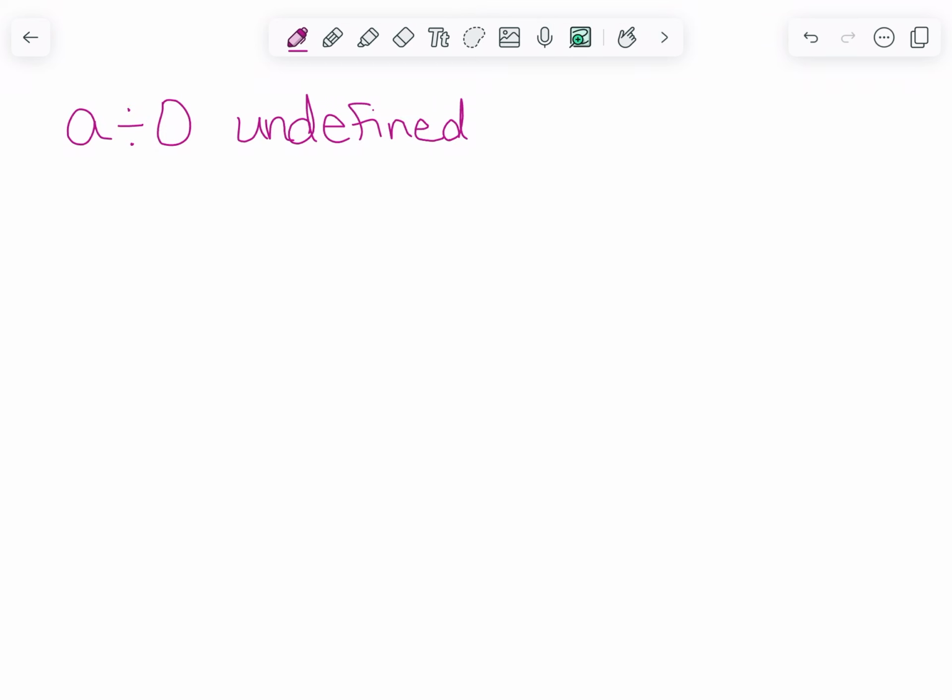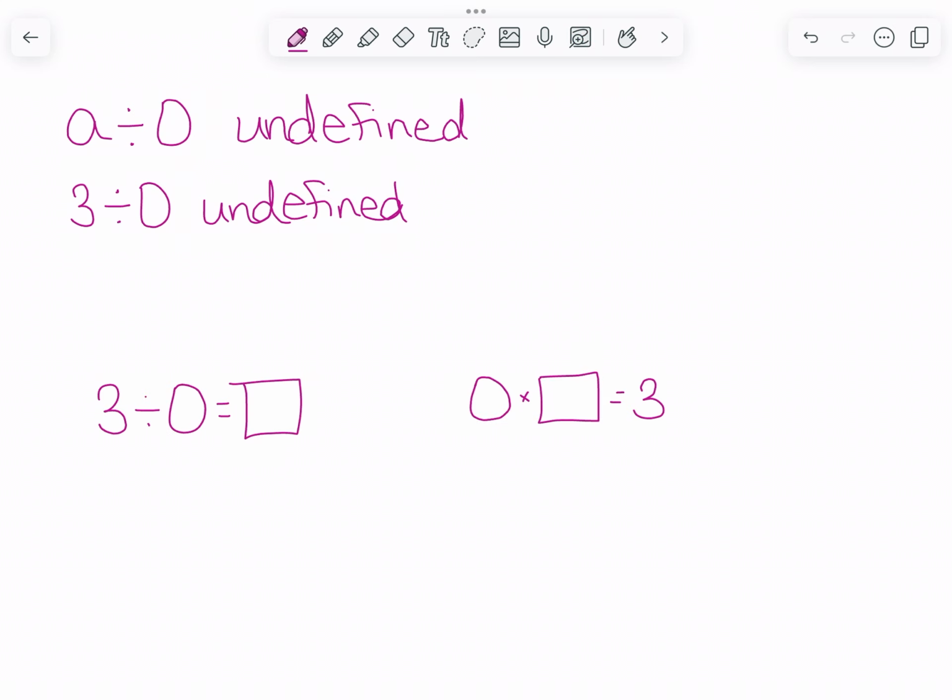If I divide a number by 0, it's undefined. In other words, a divided by 0 is undefined. As an example, 3 divided by 0 is undefined. So let's look at why this is. The problem 3 divided by 0 equals what can also be thought of as 0 times what is equal to 3. But there's no possible number to fill into that blank. Multiplying any number by 0 would always give me 0. So there's nothing that can go into the blank, which is why this problem is undefined.